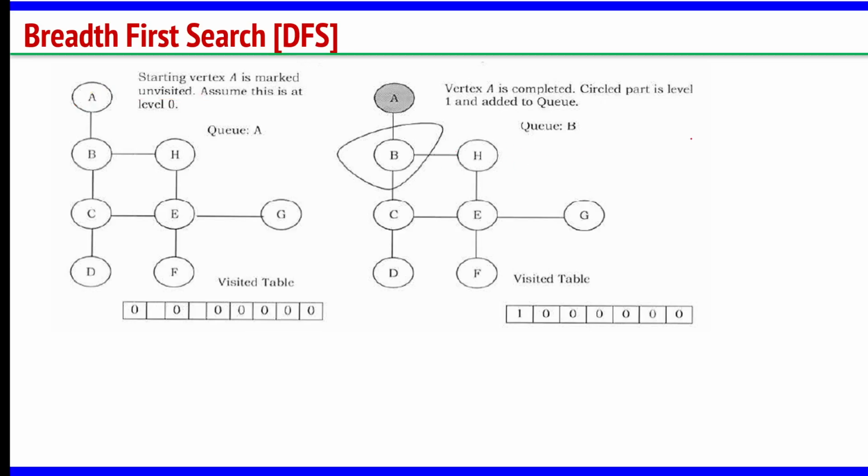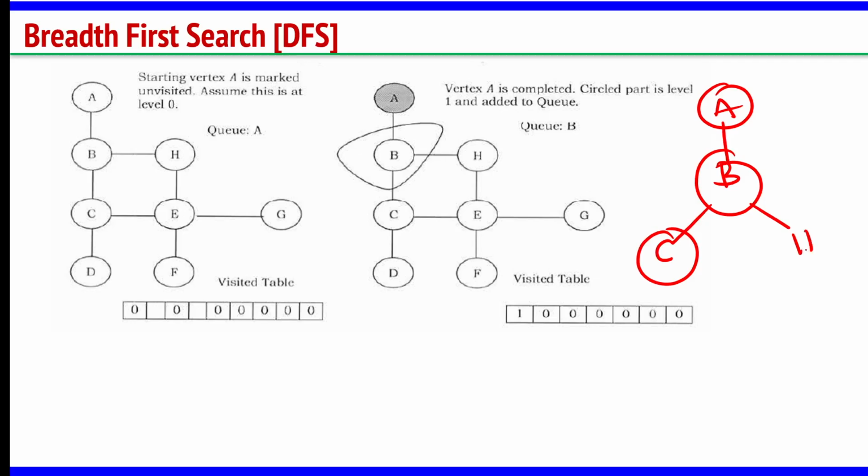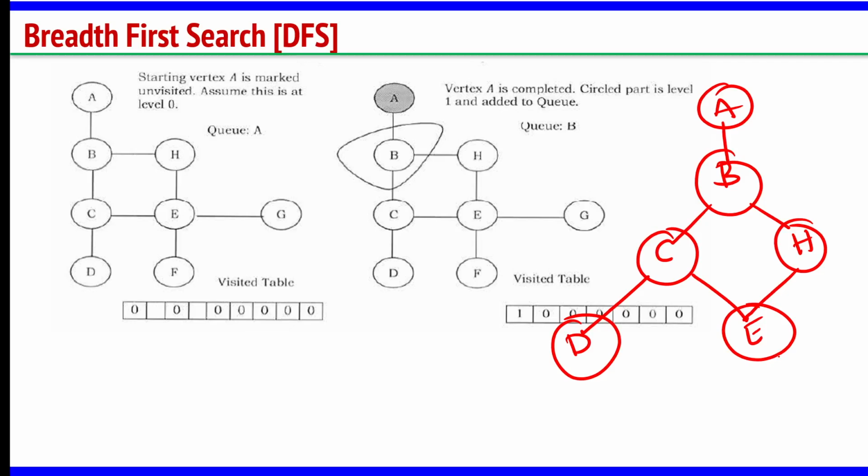Maybe if I draw this in a different format, A looks like this. From there is B, and from B I have C and also I have H, and both are connecting to E like this, and from C I have D, from E I have F, and this has G. This is the graph actually.